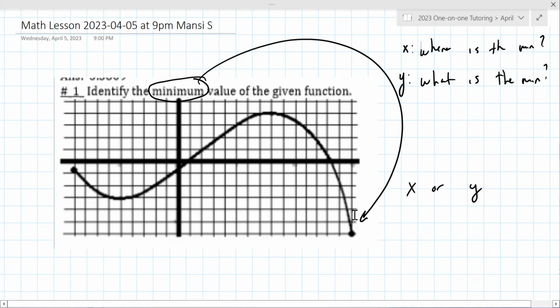1, 2, 3, 4, 5, 6. Looks like it is -6. For the minimum? Yes. Okay.